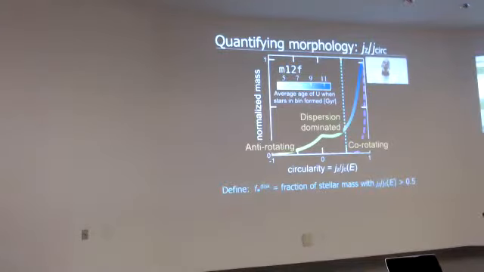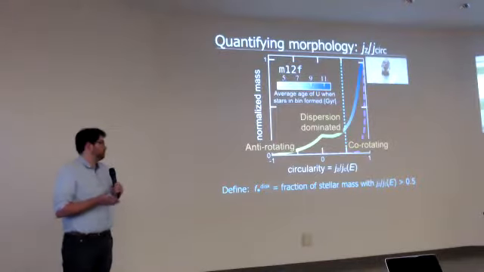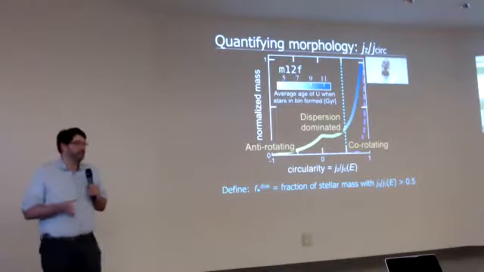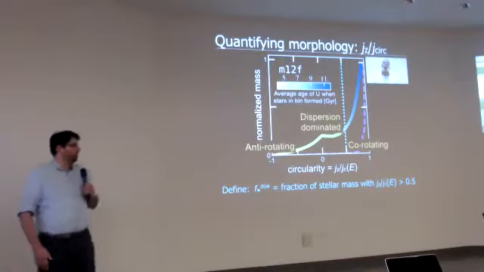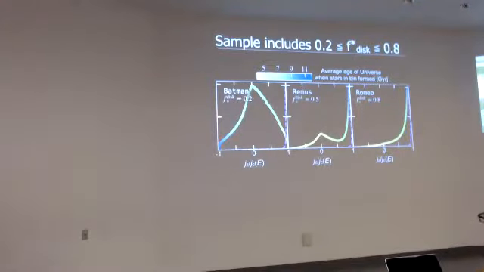Now what I'm going to do is just define a disk fraction that I'm going to choose to be the fraction of stellar mass in the galaxy with Jz over Jcirc greater than 0.5. So that's this dashed line here. For this galaxy, that gives us a disk fraction of 0.6. Now, our sample ranges from disk fractions of about 0.2 to 0.8.